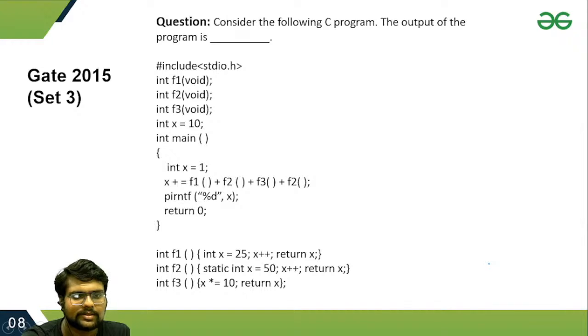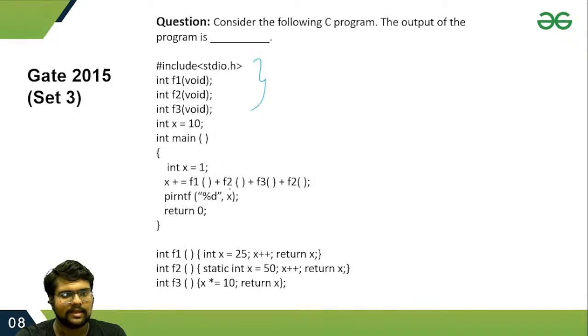Let's do our next question. In this question, we have a C program in which three functions are declared, and in the main function, these functions are called. So here, when f1 is called, we have x plus equal to, this means we are at it is written something like this.